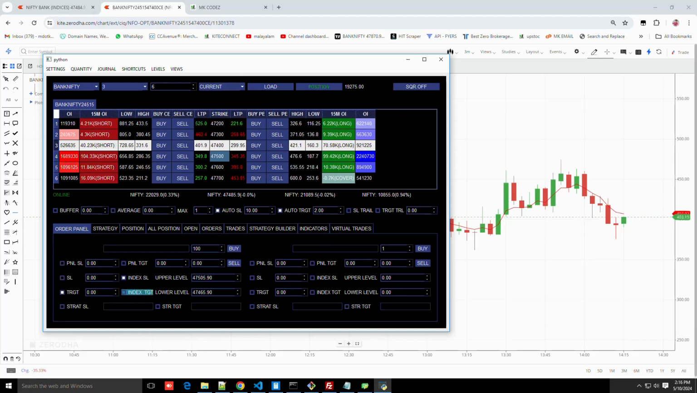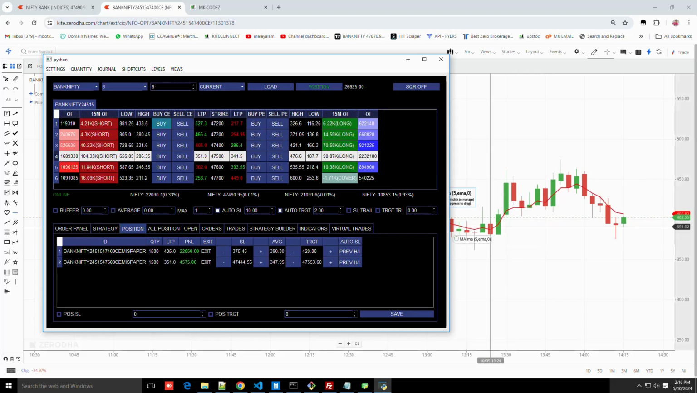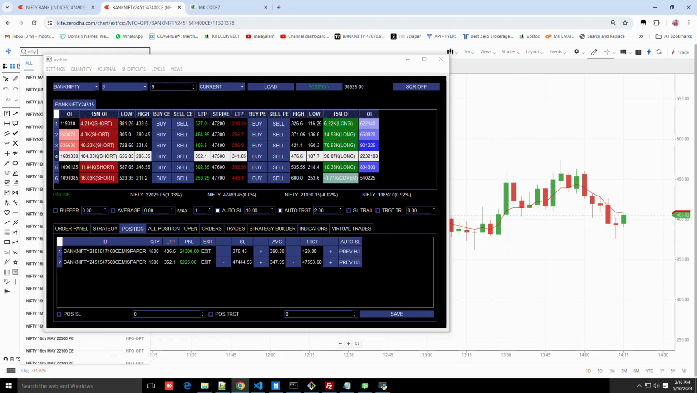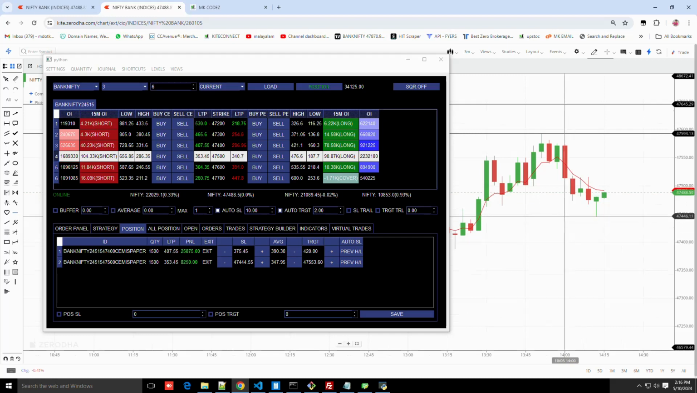Okay, if you enable index SL and index target, the same stop loss criteria is applied to our index chart. Okay, that means 47444 means the stop loss is placed at the low of this hammer candle, and target is 2 times the length of this candle. 47553. Okay, here is our target. This is how auto SL and auto target works.